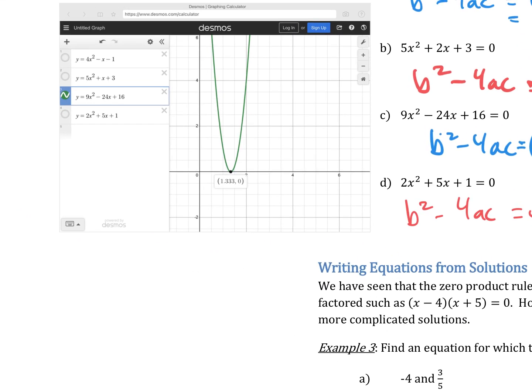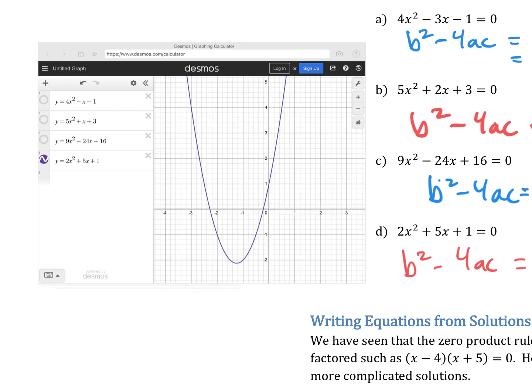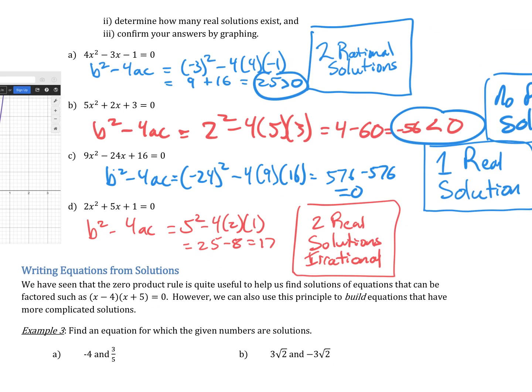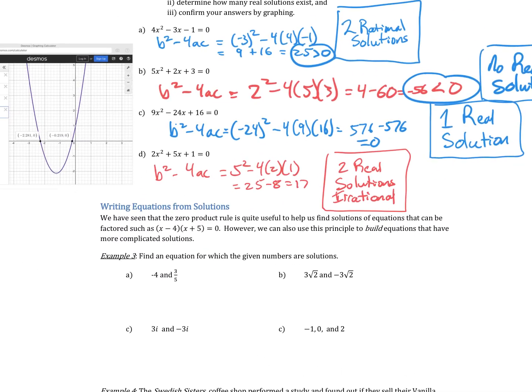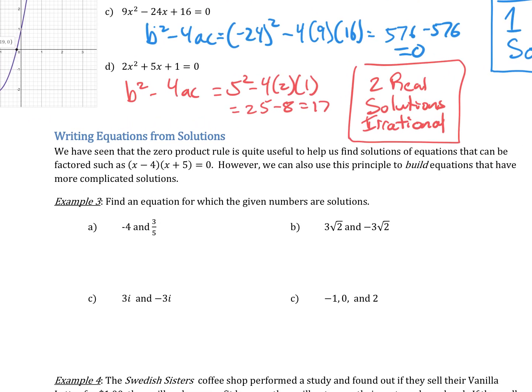Okay, so it's going to cross the graph twice. We'll have 2 x-intercepts here, but they're not going to be very nice x-intercepts. Okay, and when I say very nice, they're going to be pretty ugly decimals. Okay, all right, there you have it. That's the discriminant.